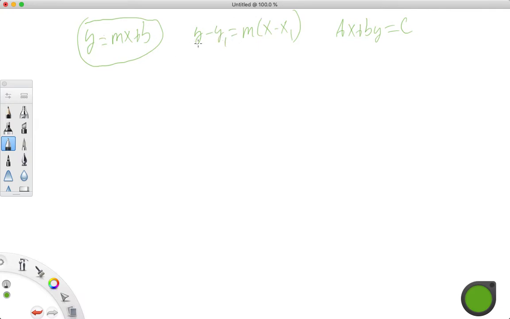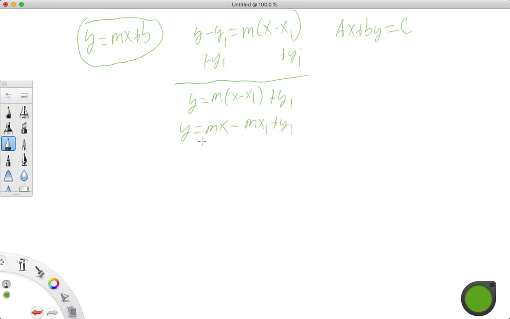So really I have m, I have x, so I just need to get the y by itself. So I'm going to add y1 to both sides, and that's going to give me y equals m times x minus x1 plus y1, and then I'm going to distribute my m, just so I have this looking like this up here. Y equals mx minus mx1 plus y1.